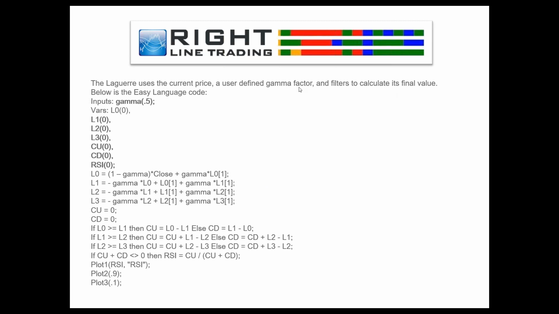Now, it has a gamma factor, which we have modified, and multiple filters to determine its final value. And it still compares the high of the move with the close, the low of the move with the close. It's still looking for the same parameters, but it does it in a different way. And it does it in a way not to create a divergent signal, but to create a trend-based signal to tell you the direction of momentum.